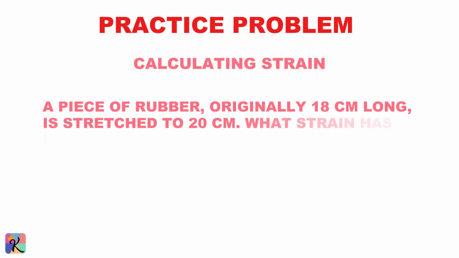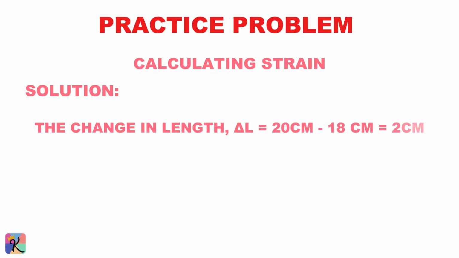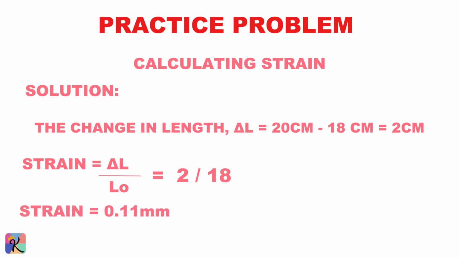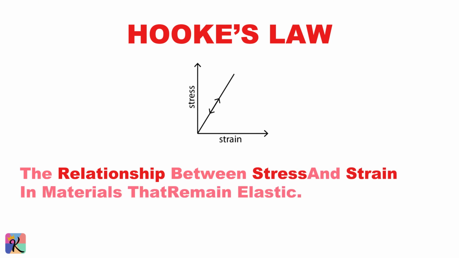Practice problem. Calculating strain. A piece of rubber, originally 18 centimeters long, is stretched to 20 centimeters. What strain has it undergone? Solution. Change in length equals 20 centimeters minus 18 centimeters, which equals 2 centimeters. So, strain equals the change in length divided by the original length, which equals 2 divided by 18, or approximately 0.11.